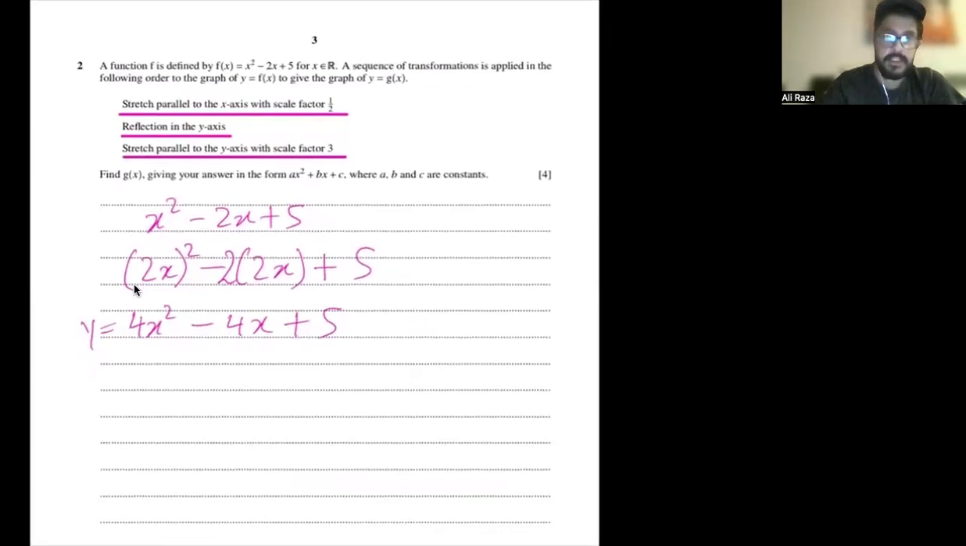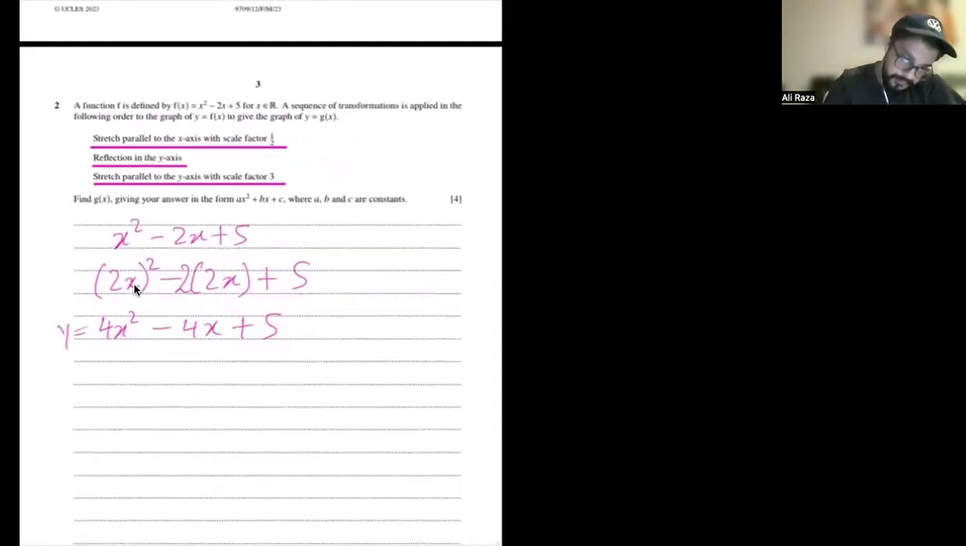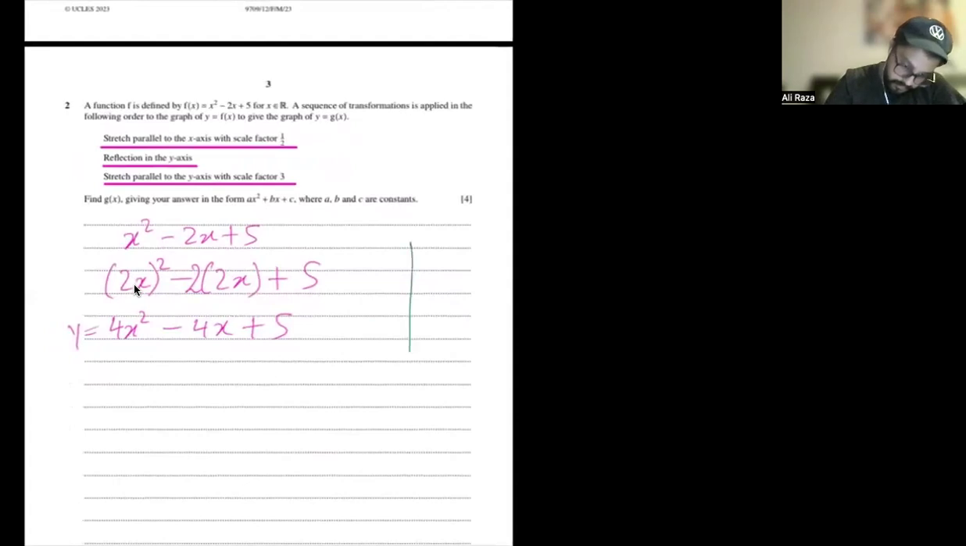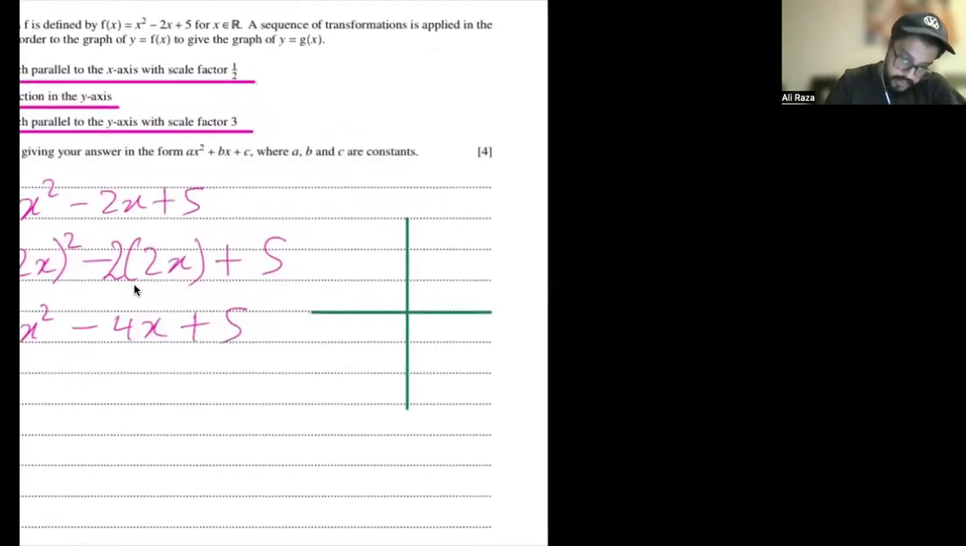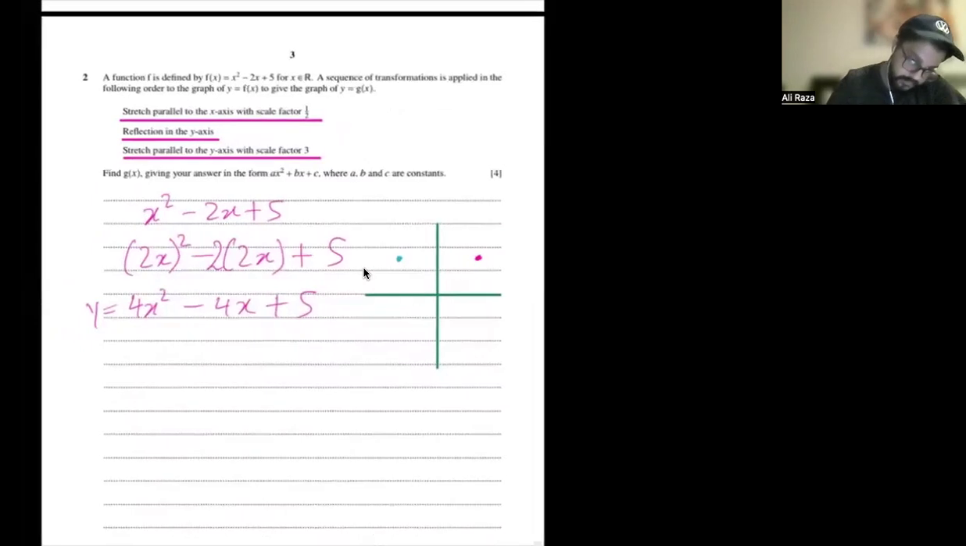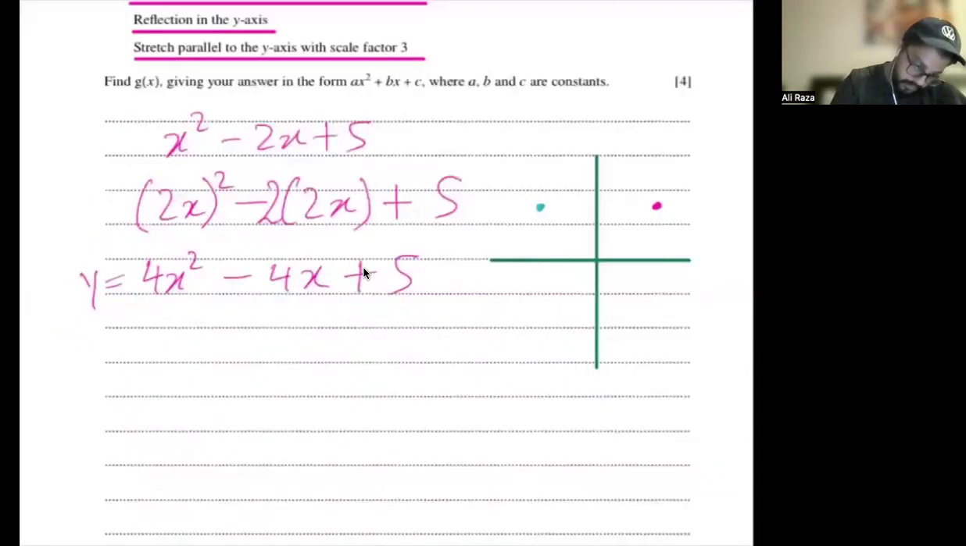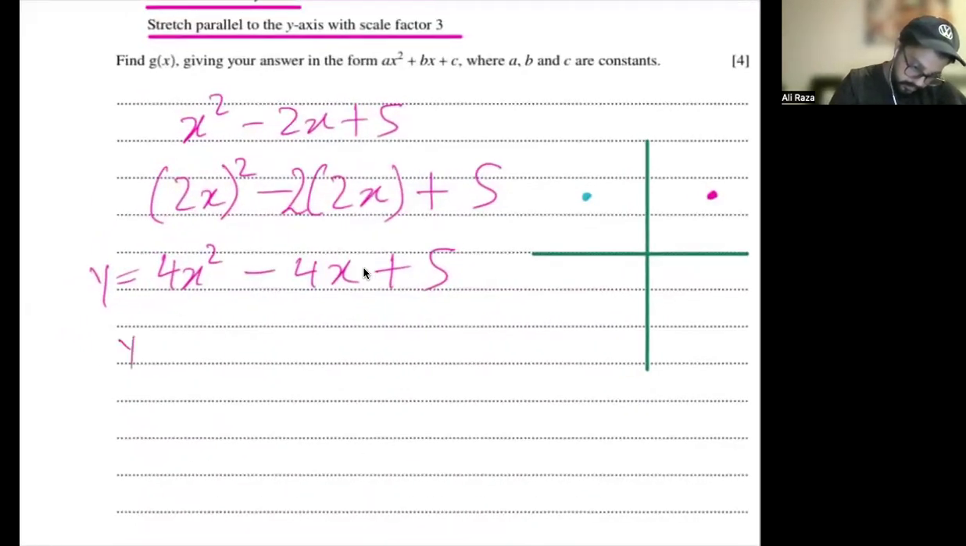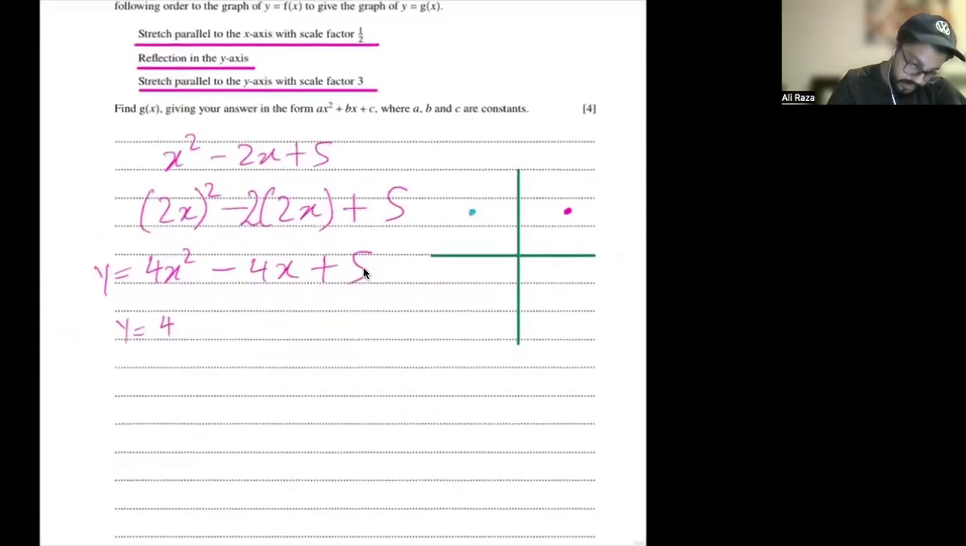Next, we have a reflection in the y-axis. Which means that a point on the right side would get reflected on the left side, showing a change in the x coordinate. So we'll put a negative sign inside the bracket for x.